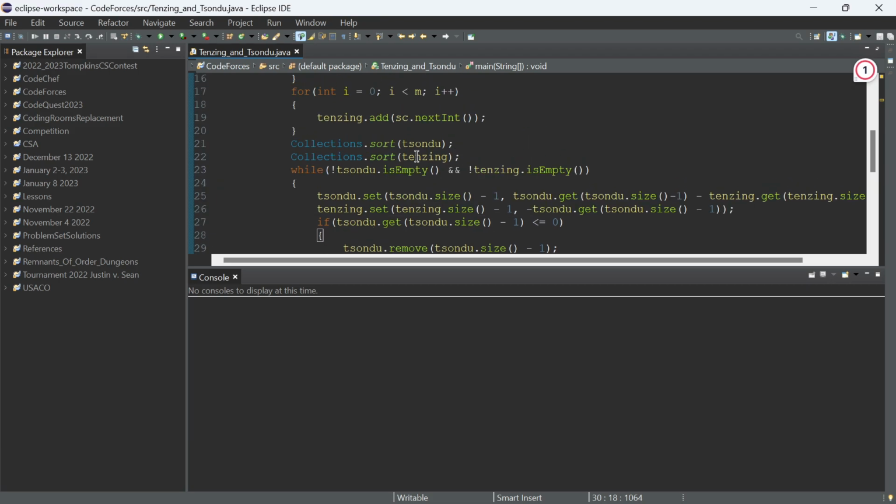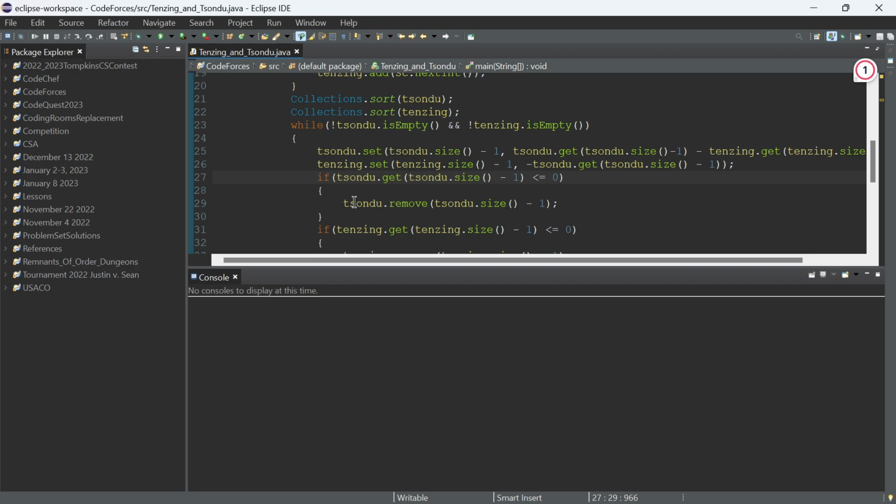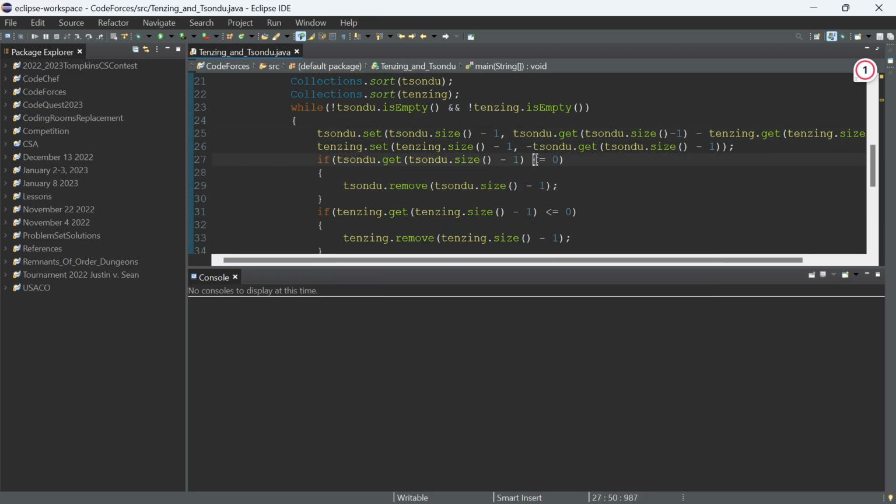we're going to get the greatest value, which is represented by the last value, Tsondu.size minus 1. So basically, we get the last value of Tsondu and set it to that minus the last value of Tenzing. And Tenzing is going to be the negative value of whatever result we get from this. Then if it's less than or equal to 0, we're going to remove it.